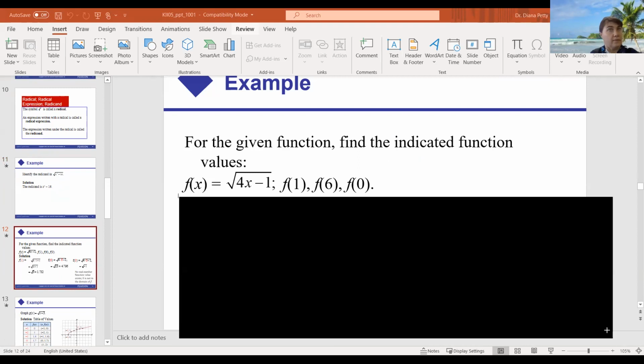Now, for this function, find the indicated function value. What is f of 1? Wouldn't it be 4 times 1 minus 1? That's correct. So what's 10? 3, right, square root of 3. Agree? We don't want to know it approximately. This is the exact answer, and the calculator is giving you some approximation.